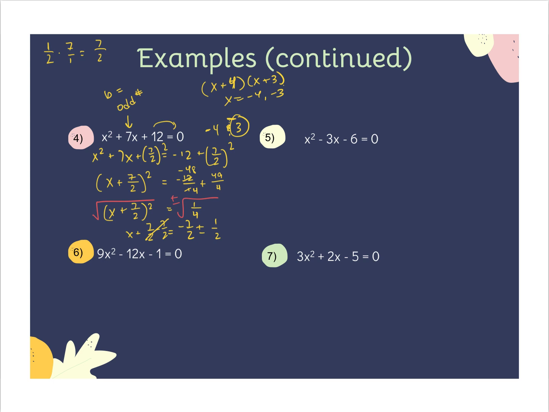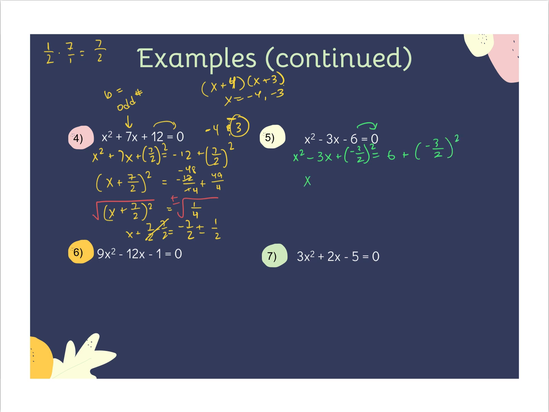So we'll go on to the next one. And so again, over here, number 5, we're in the same boat. This may or may not be factorable, but today we're completing the square, so we're just going to assume it's not factorable. So we move the 6 over, right? Now I'm going to take half of negative 3, and I'm going to square it. So this is going to be plus half of negative 3 squared.